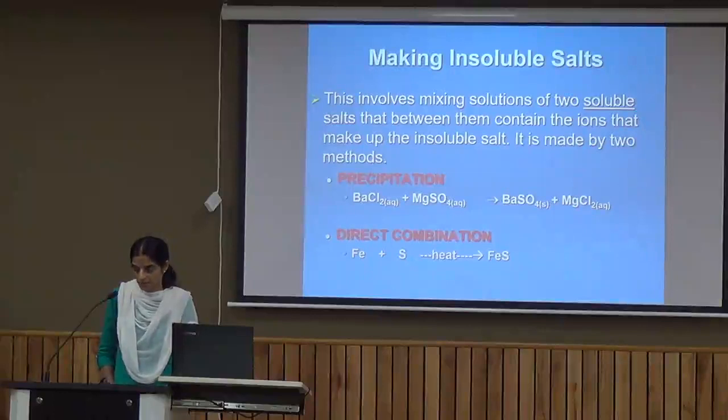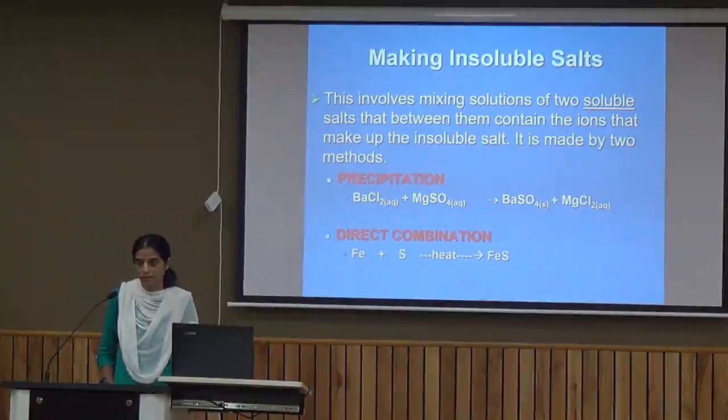The first one is the precipitation reaction, where you have the salt in the form of a precipitate. Like here, barium chloride is combining with magnesium sulfate. Both are soluble salt solutions. They react with each other to form barium sulfate, which is an insoluble salt, that is, which appears in the solution in the form of a precipitate.